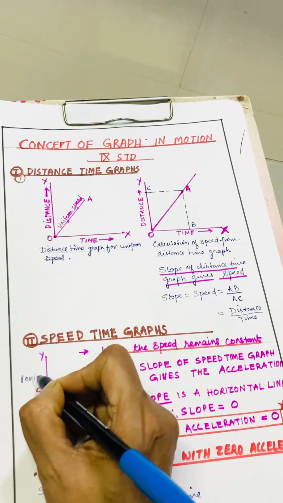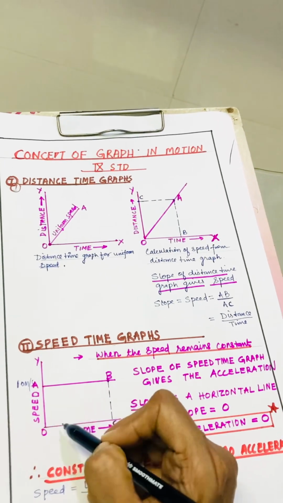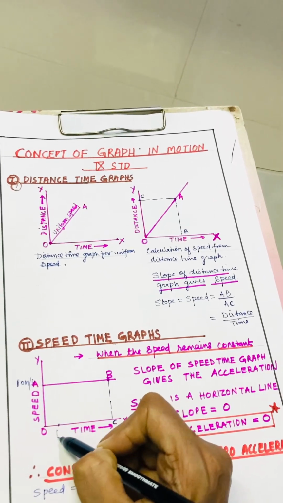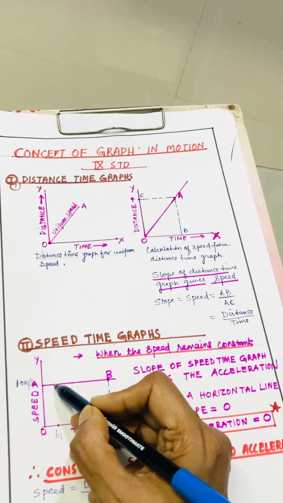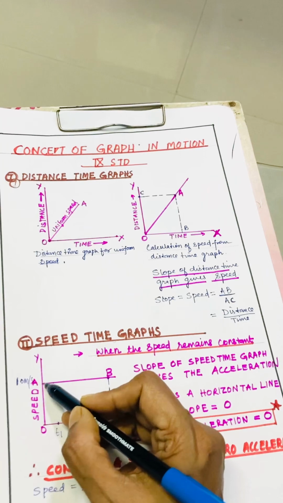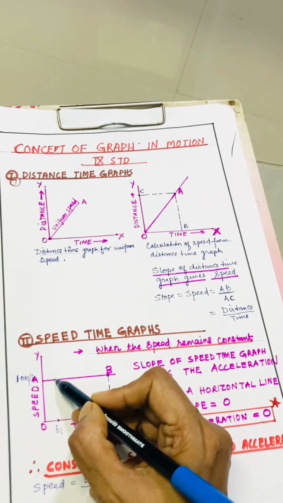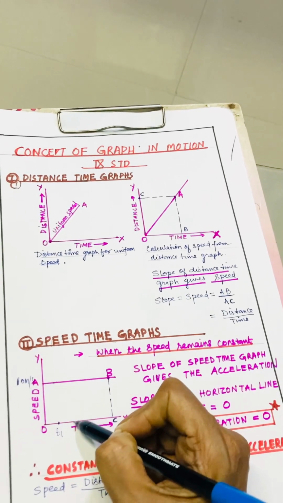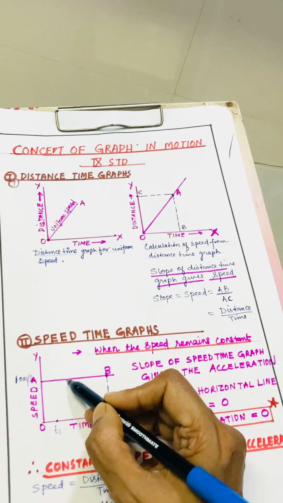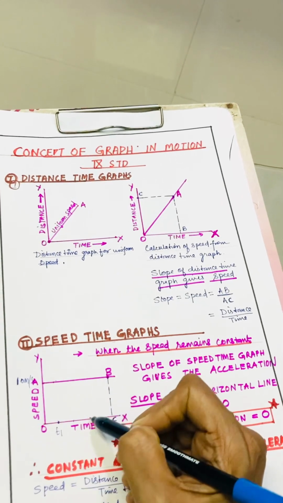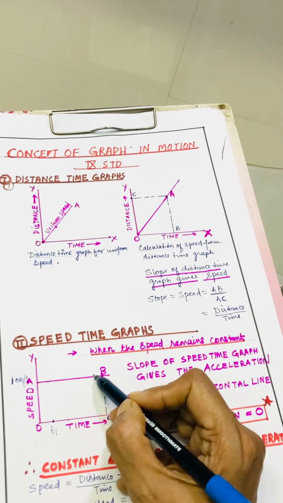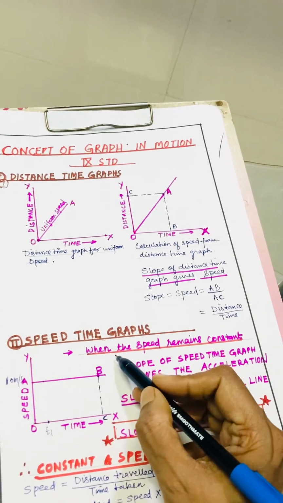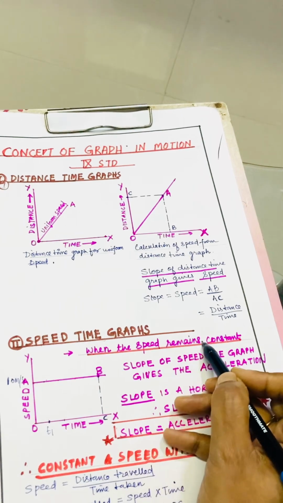After time t1, the body is traveling with 10 meters per second. Then at t2 also it has the speed of 10 meters per second. At this time it also has 10 meters per second. That means every time the speed is constant.